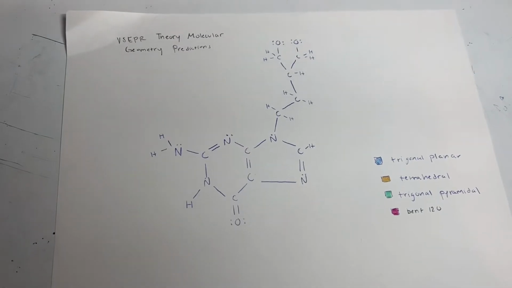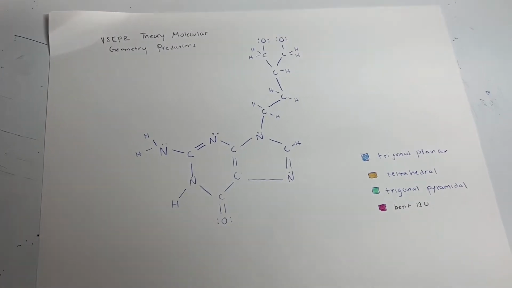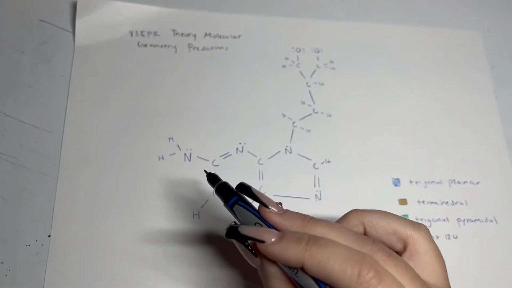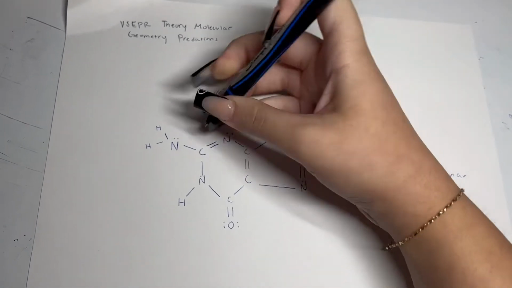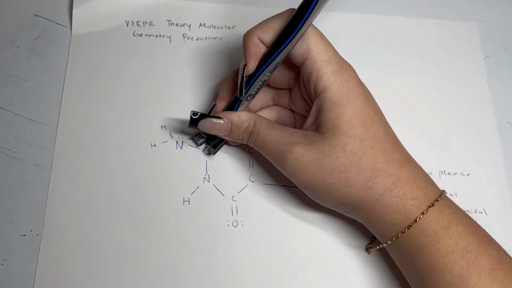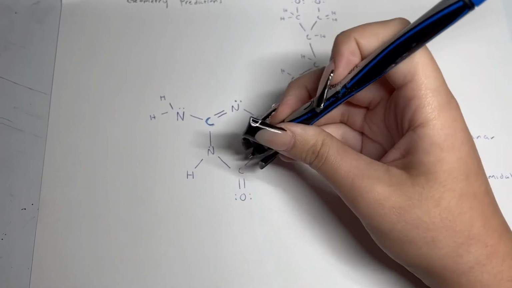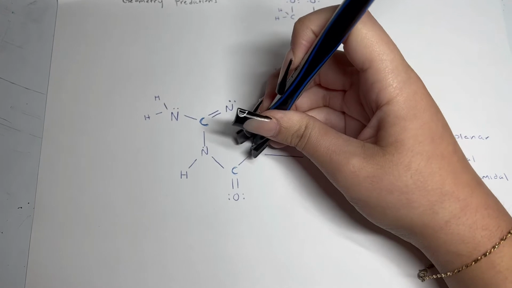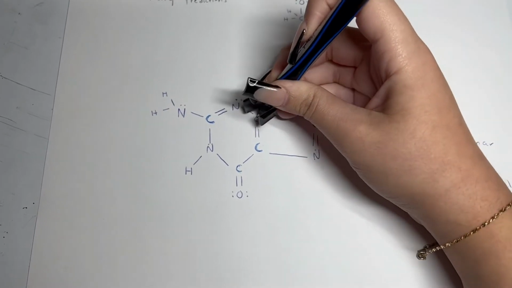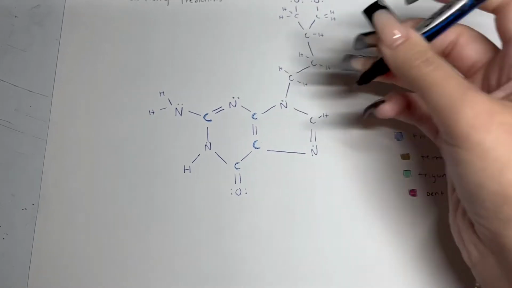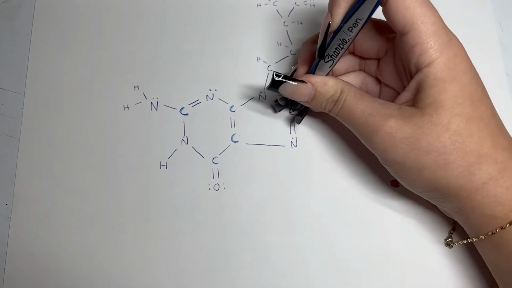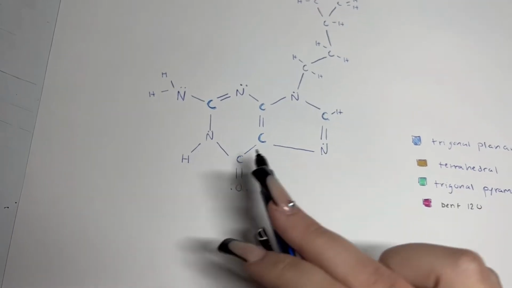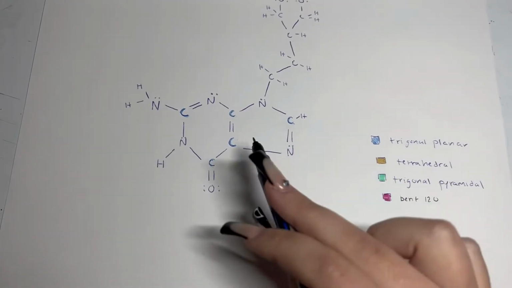So now we're going to talk about the VSEPR theory, molecular geometry predictions. We're going to start off with trigonal planar. So trigonal planar would be this one because it has three lines connected to it. This C also has 3. This C has 3. This one as well has 3. My blue's running out. And then this one also has 3. And double checking if I missed anything. So those would be the trigonal planar.